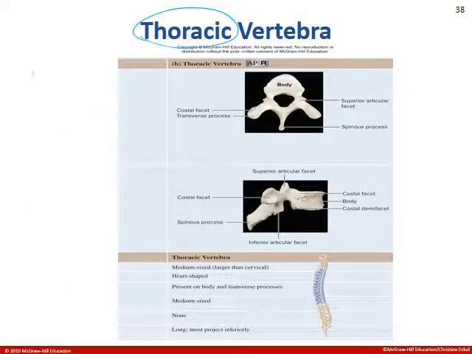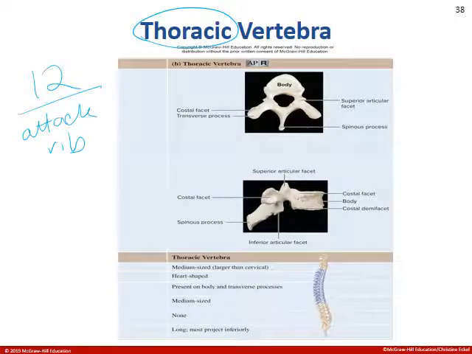On to thoracic vertebrae. So we have 12 thoracic vertebrae. Each thoracic vertebrae is attached to a rib. We can see a body, we can see the vertebral foramen, we can see the transverse process. See how we do not have a hole anymore, right? The transverse foramen is gone. That's only in cervical. And then we see our spinous process. And again, it's a normal spinous process. It doesn't have that bifid or that split.